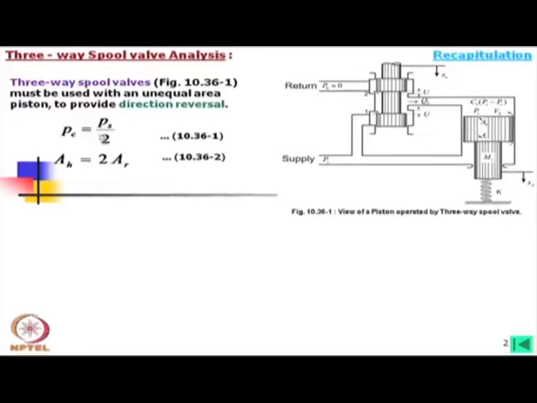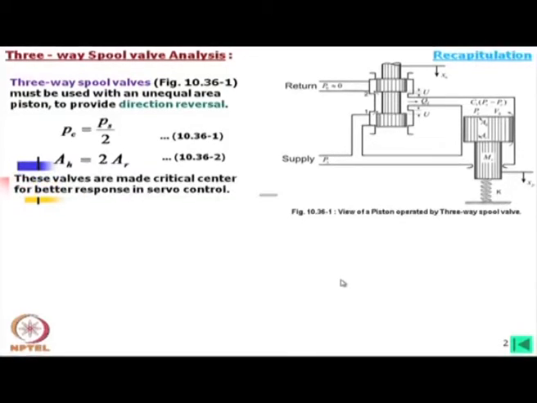Now, for this pressure ratio, which is perhaps the best for the control of such a three-way valve and the unequal pistons, the area ratio is also half. I mean the area of this piston divided by the area of the ring side is equal to 2.